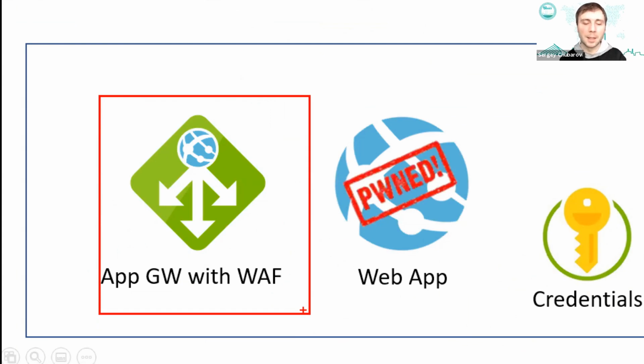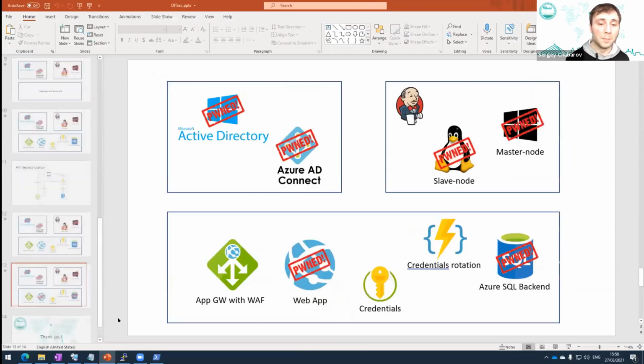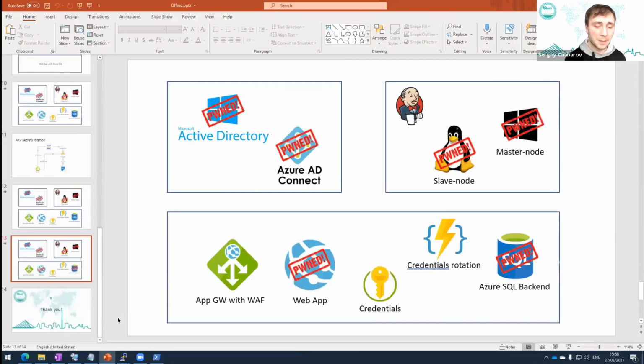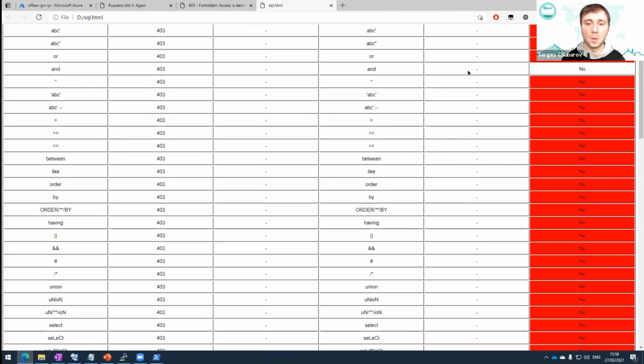Go ahead and use WAF. It doesn't have to be Azure WAF, built in Azure. It doesn't have to be built in, but you should use one. Last thing about WAF I want to show you: when I tested this WAF with one of the fuzzers, in my case WAF Ninja, this built-in WAF showed me this.